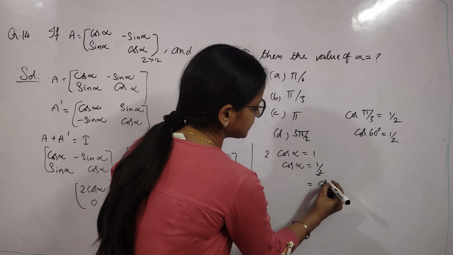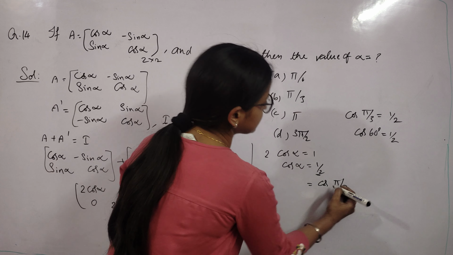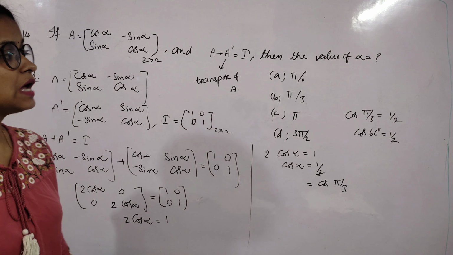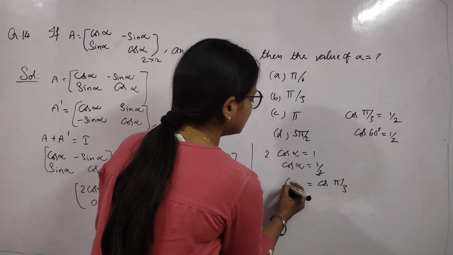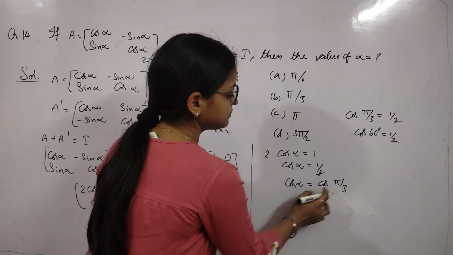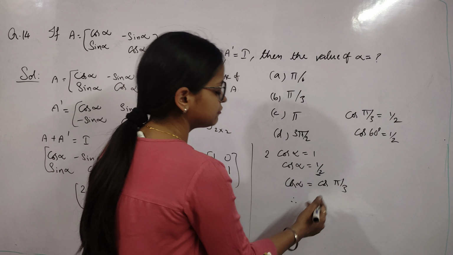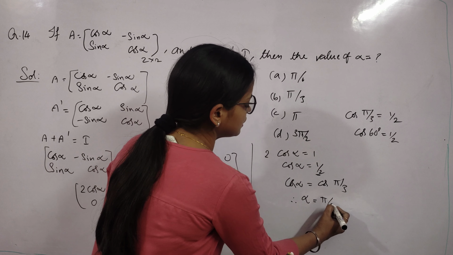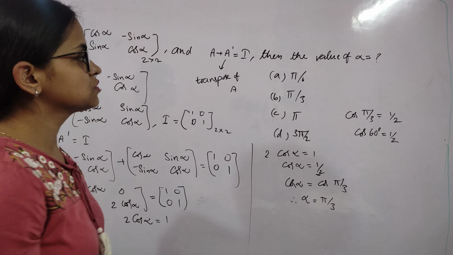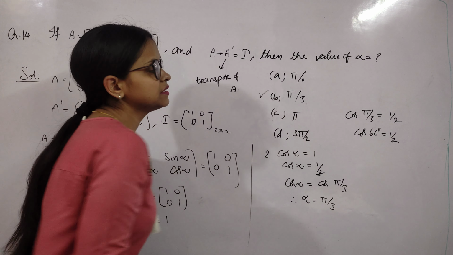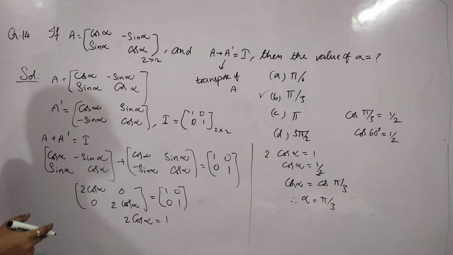Okay, so now we can write cos pi by 3, since options are given in the pi form. Here cos alpha, therefore we can write alpha is equal to pi by 3. Okay, so which option is correct here? B option is correct. So like this we can solve different MCQ questions by this method.